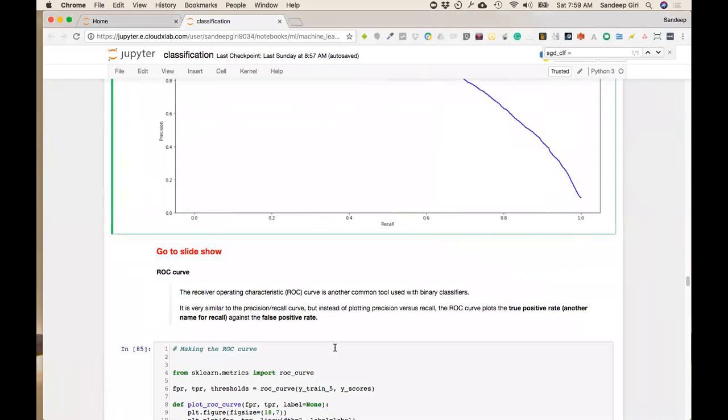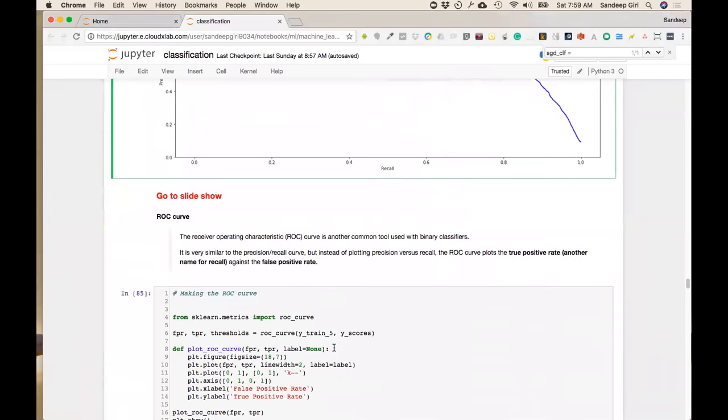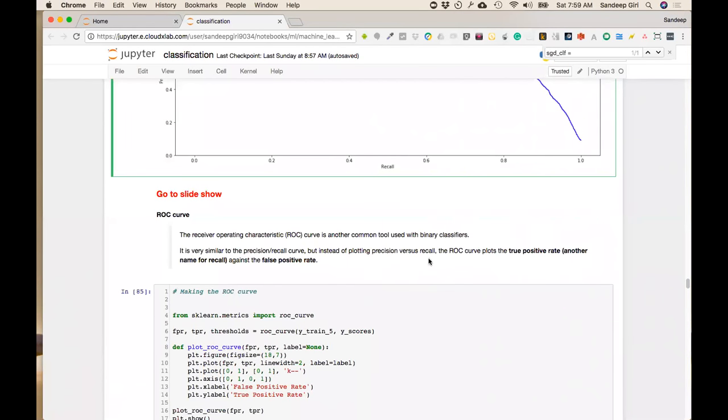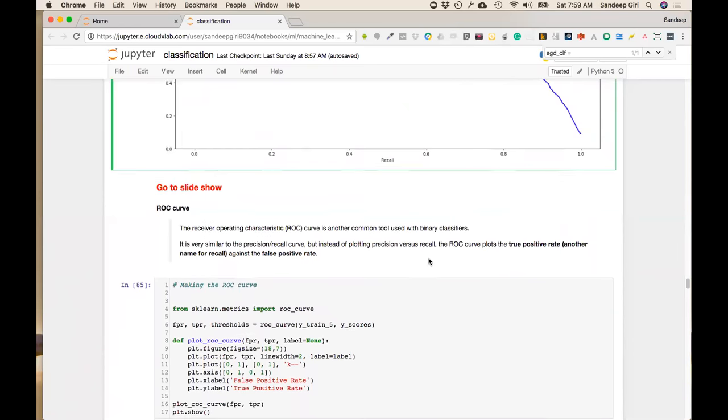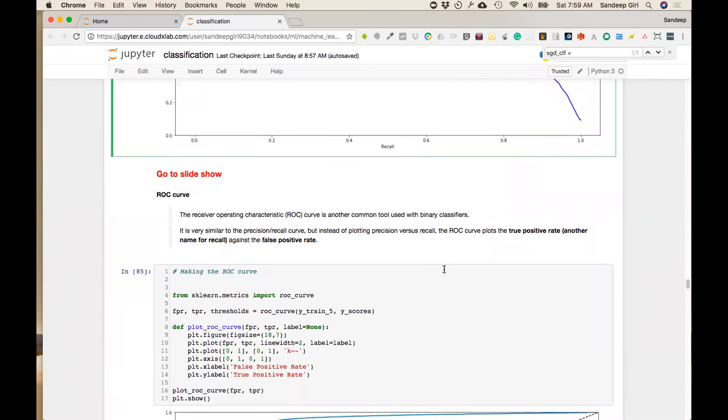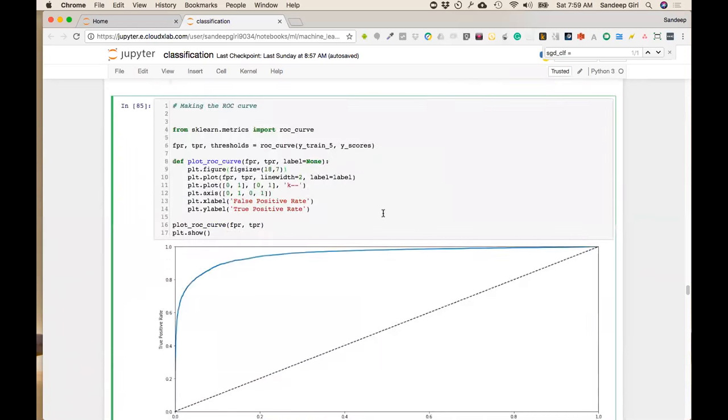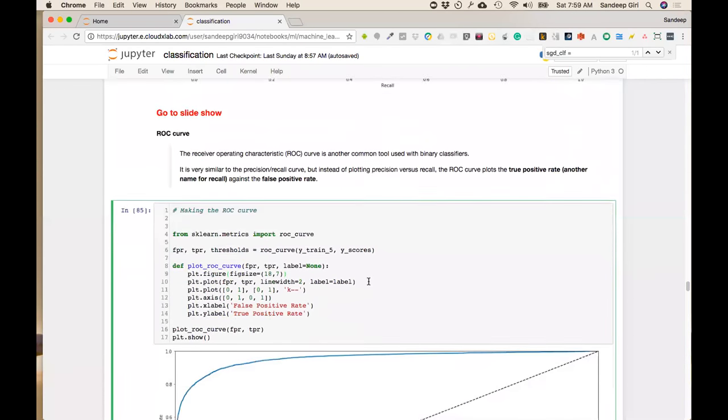graph called ROC. Receiver Operating Characteristic Curve is another common tool that is used with binary classifiers. It is very similar to this curve. But instead of plotting precision versus recall, we plot something called true positive rate against false positive rate. So this is again a very important curve.